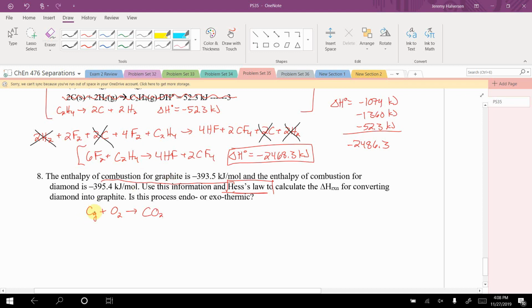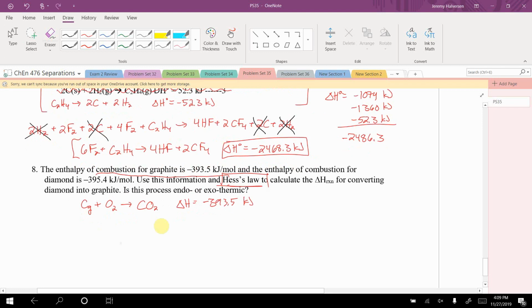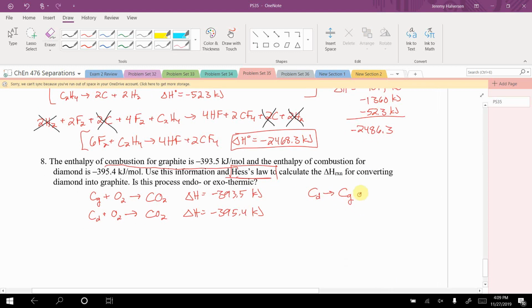And specifically, if I'm writing a combustion reaction, I've got to burn exactly 1 mole, and so the delta H for this reaction is negative 393.5 kilojoules per mole of carbon. Then I've got the combustion of diamond. C diamond plus O2 goes to CO2, and that delta H is equal to negative 395.4 kilojoules. And what am I trying to calculate the delta H of? The conversion of diamond into graphite. So literally, C diamond goes to C graphite. That is what I am trying to find the delta H of.